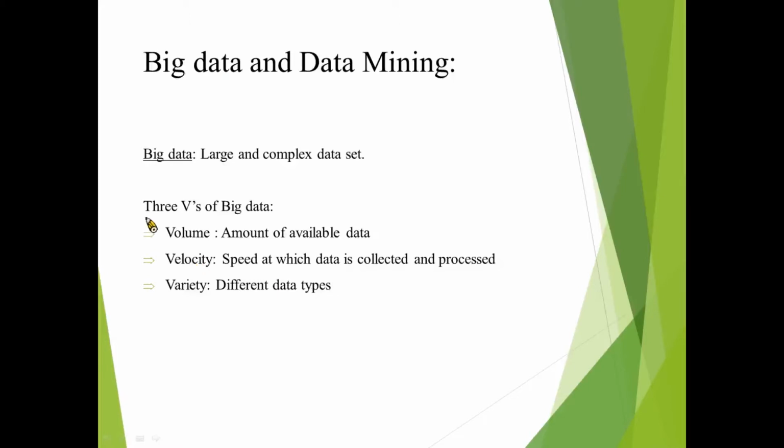So they have this concept, the 3 Vs of big data. This is value, velocity, and variety. Value is the amount of valuable data, velocity is the speed at which data is collected and processed, and variety is the different data types. Okay, this is the 3 Vs.